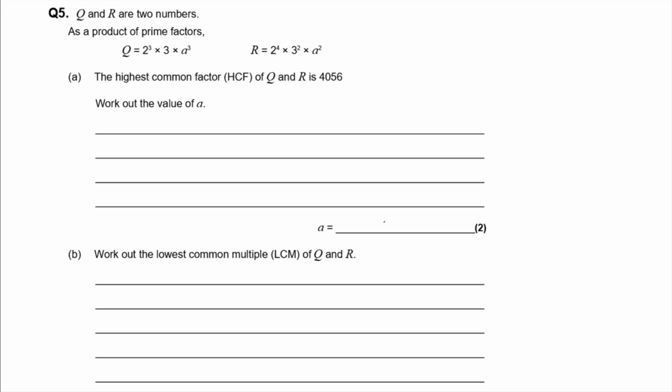Okay. Now if I was just going to pick out the HCF of those two numbers, I would be picking everything that appears in both. So from the two numbers I've been given, I can see that I've got a 2 cubed and a 2 to the power 4, so 2 cubed is common. I've got a 3 and a 3 squared, so 3 is common. And I've got an A cubed and an A squared, so A squared is common.